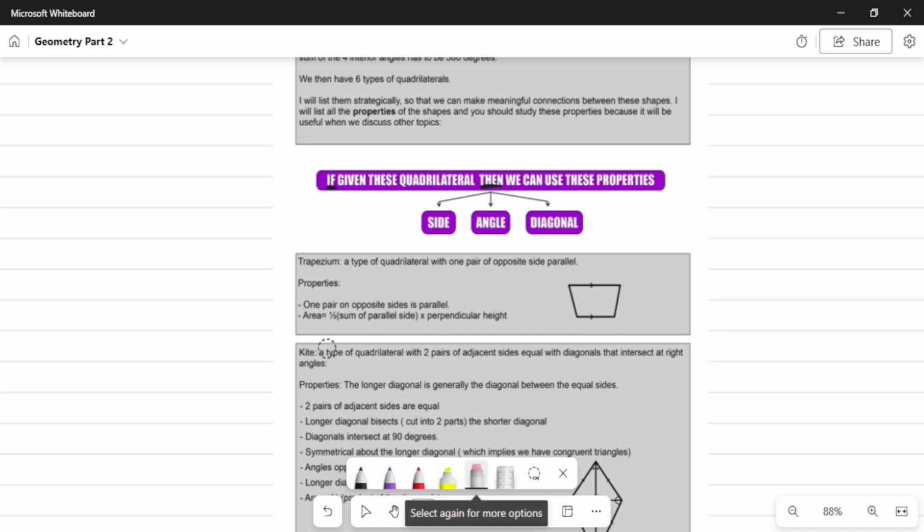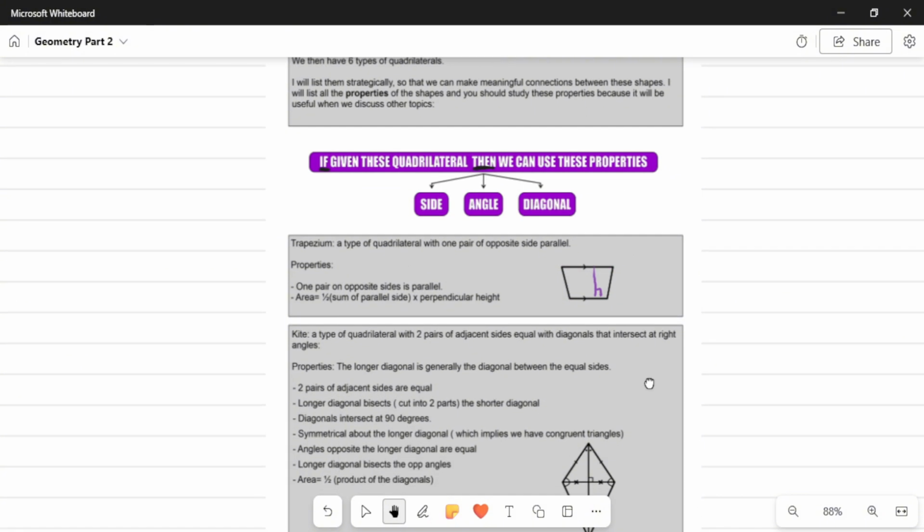And then the area of a trapezium is half the sum of the parallel sides multiplied by the perpendicular height. So what's the perpendicular height? It's this height here. It must be perpendicular, has to be perpendicular, right? So it'll be half the sum, so it'll be this side plus this side. So what the lengths of these sides are, multiply that by half and multiply it by the perpendicular height. Right, so let's move on to the next polygon, which is the kite.